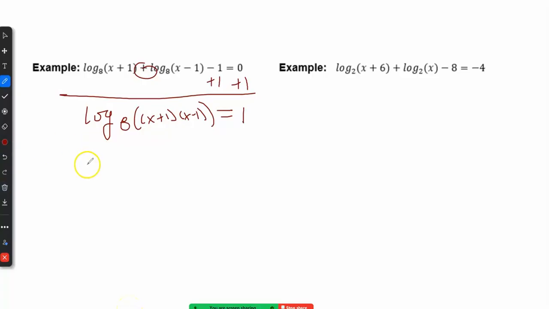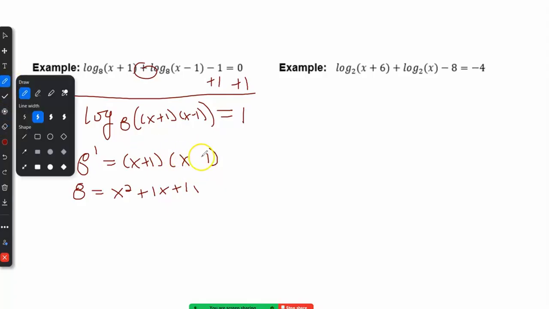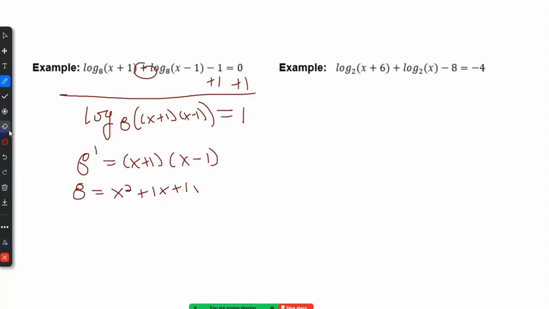Now I can loop this, and I get 8 to the first equals x plus 1 times x minus 1. If you box or double distribute all that, sorry, my eights look weird on this tablet. Oh, I made a mistake here. This should be a negative, and one of these needs to be a negative. So if we double distribute or box, however you think of it, I get 8 equals x squared minus 1.